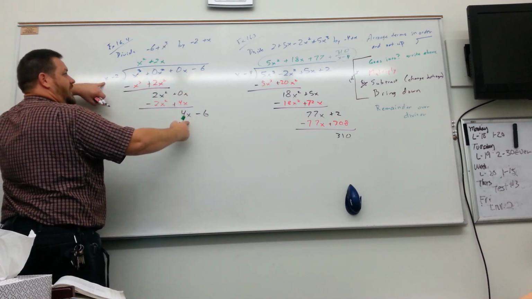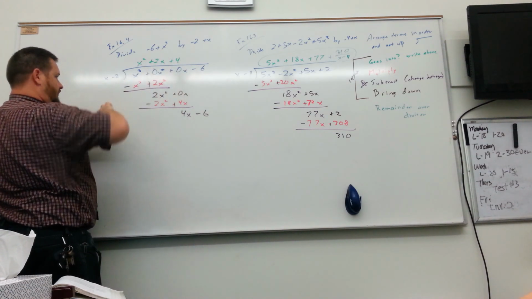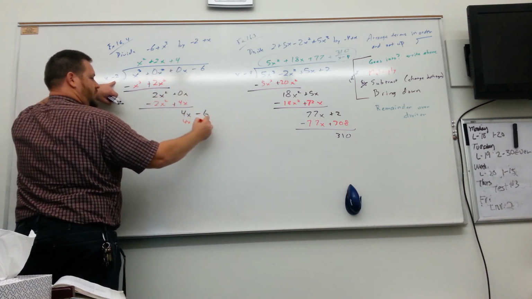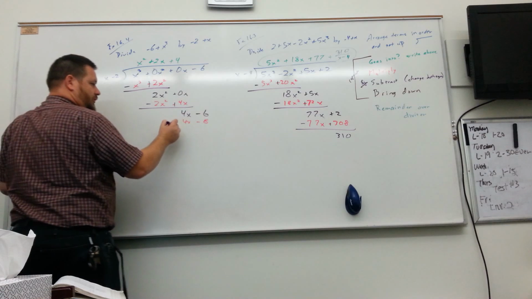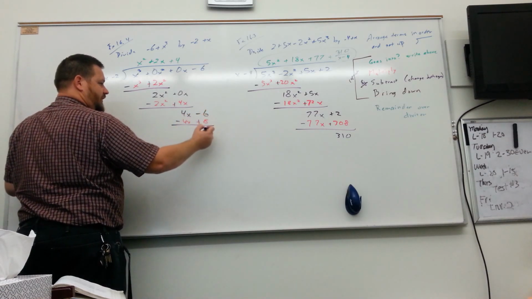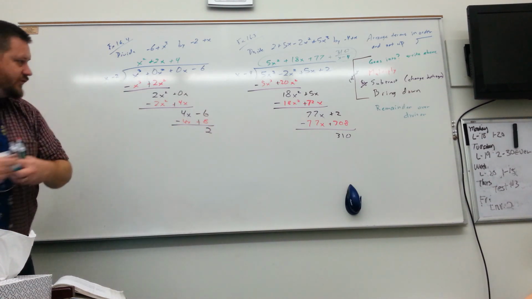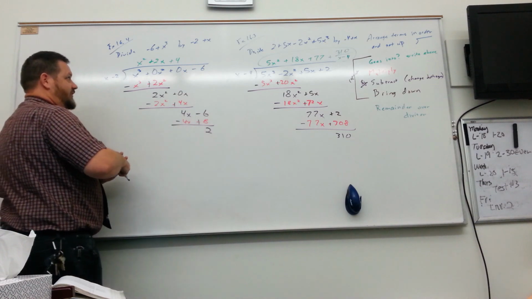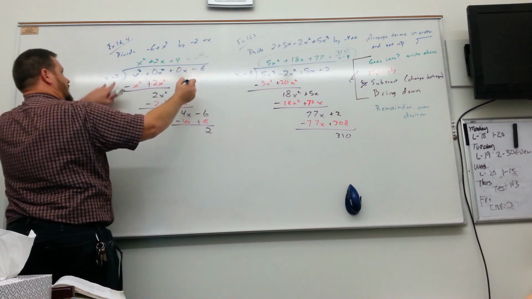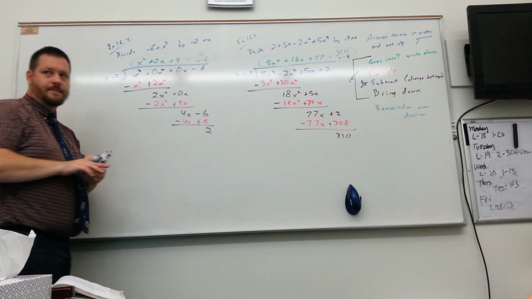X times what is 4x? 4. And then multiply, so 4 times x is 4x. 4 times negative 2 is negative 8. We're going to subtract, changing both signs. Negative 6 plus 8 is positive 2. Now we have run out of x's. So now we take our remainder, which is positive 2. So it's plus our remainder over the divisor, and there is our answer.